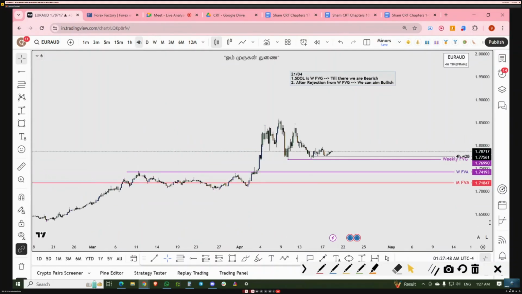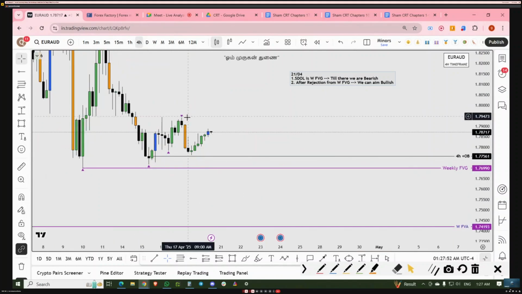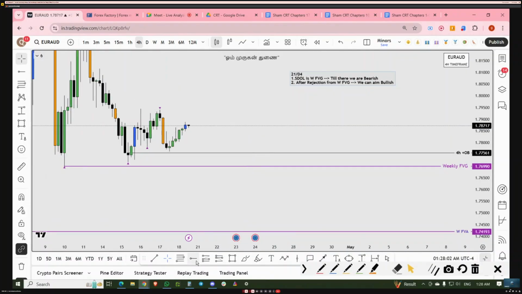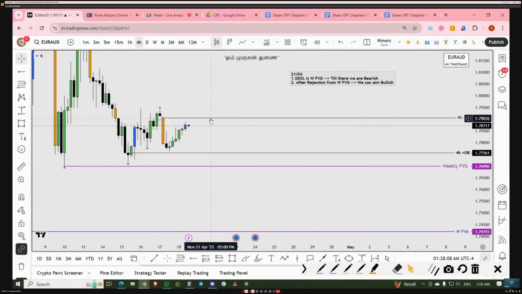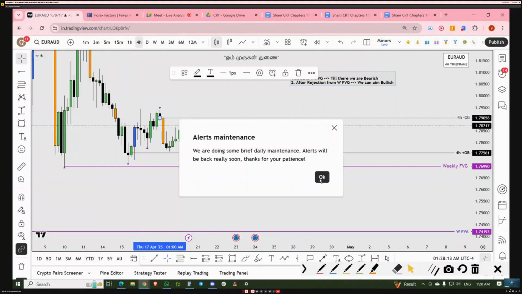In 4-hour, we can see that there is a perfect range. Price can come and collect this liquidity at minimum, then go up. So everything is clear. Now we need to make sure where we need to take the entry. I can clearly say this 4-hour bearish order block is where I'm going to take the entry. I will put the alert over here. This is what I'm going to do on Sunday.